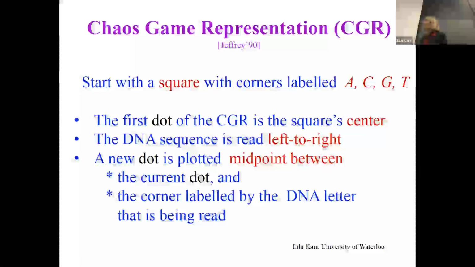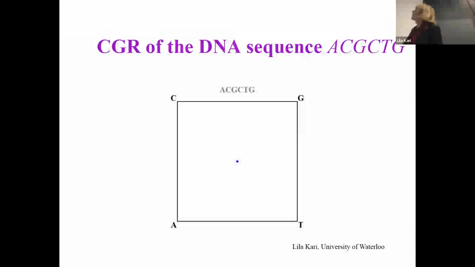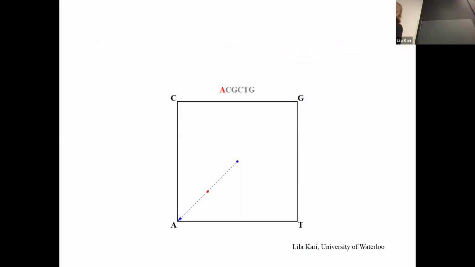So let me give an example, because it's a lot to keep in mind. Let's assume that we want to plot this sequence: A, C, G, C, T, G. We start with a square labeled with A, C, G, T. So the letters label the corners of the square. The first pixel of our figure is the center of the square. Now the first letter is A. So we're going to plot a new dot in the middle of the segment that is determined by the center of the square and the corner labeled A. So the first dot is going to be this red dot here. The second letter is C.